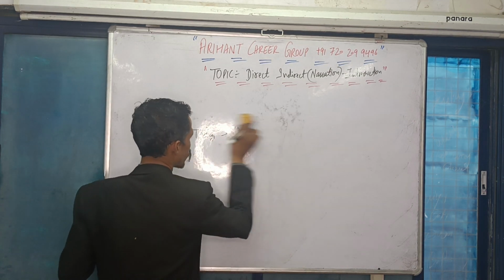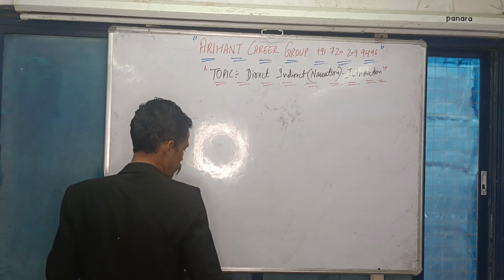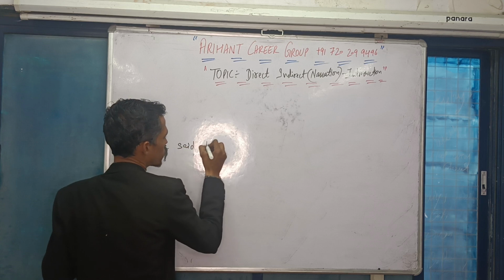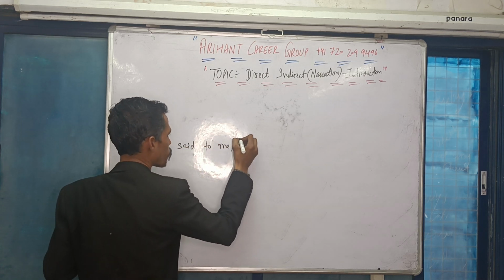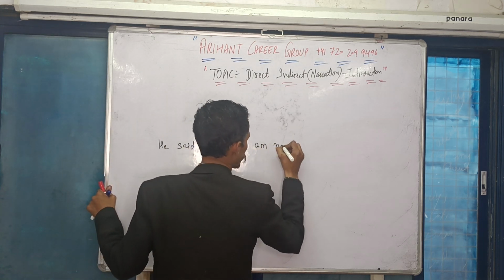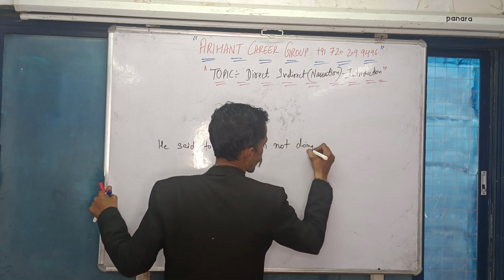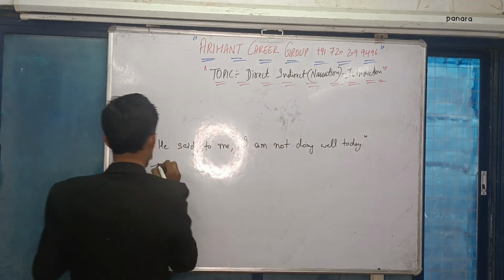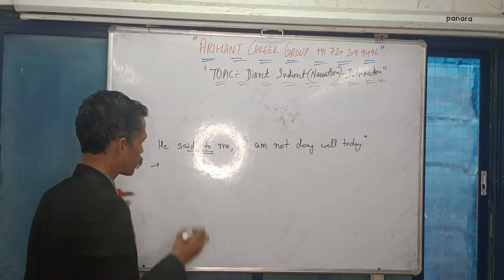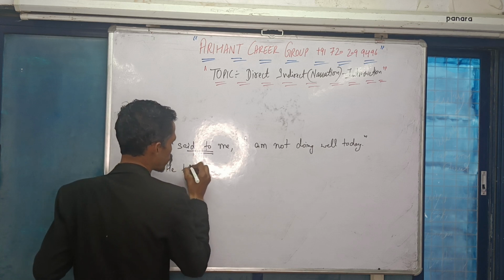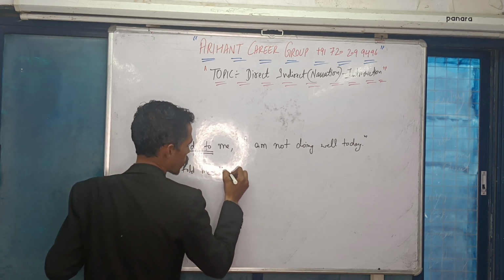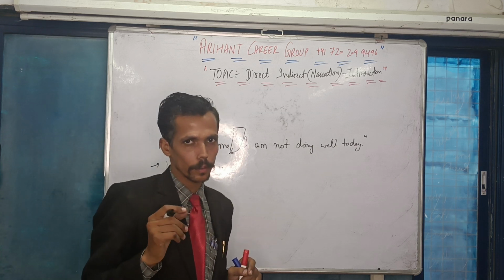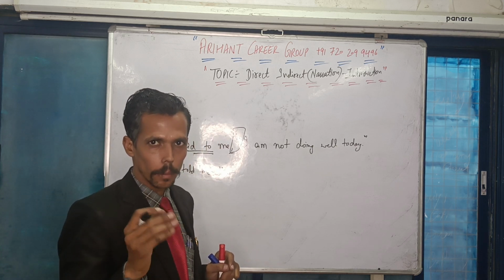Few more things that you should learn. I'm giving you an example here. Please understand that. For example, he said to me, "I'm not doing well today." Said to will become told. He told me that, the comma is to be converted into that. Now I falls into the first person. I, subject, first category: I, my, me, we, ours.